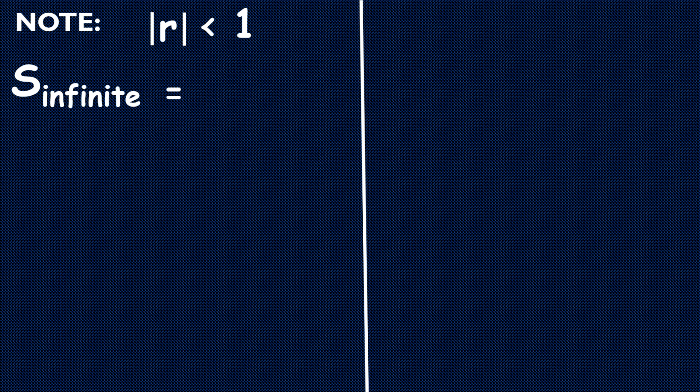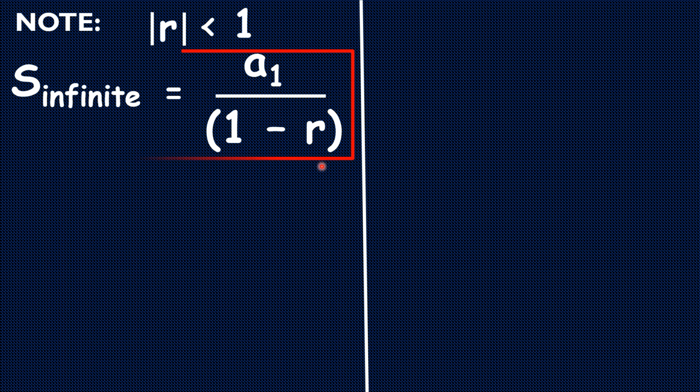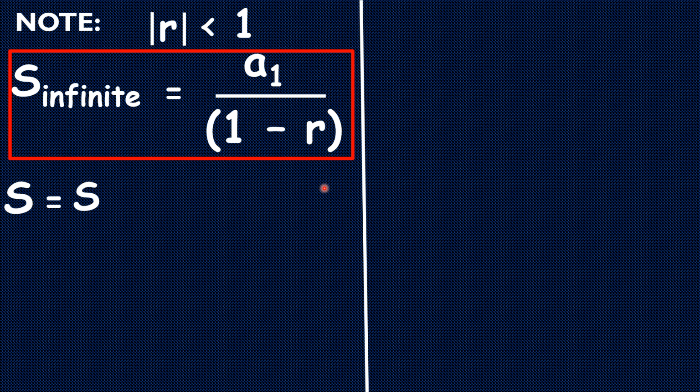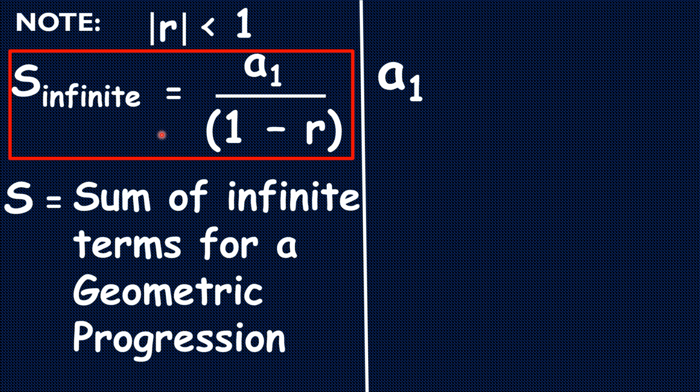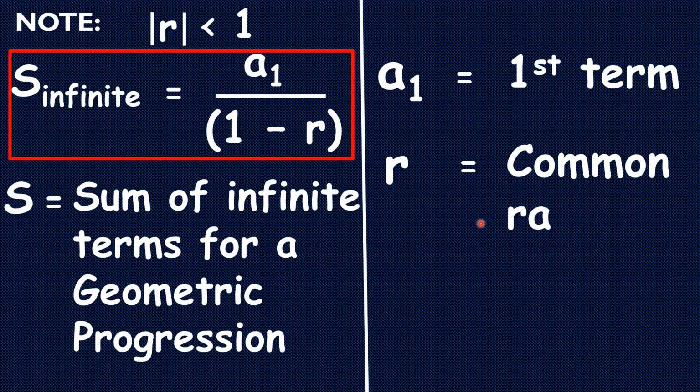So note, for an infinite geometric progression, the sum of the terms, that is the sum to infinity, is equal to A1 all over 1 minus R. Where S infinity is the sum of infinite terms for this geometric progression. And we know what our A1 is. Our A1 is the first term. R is the common ratio.